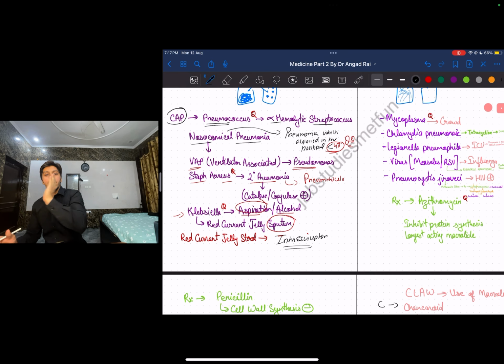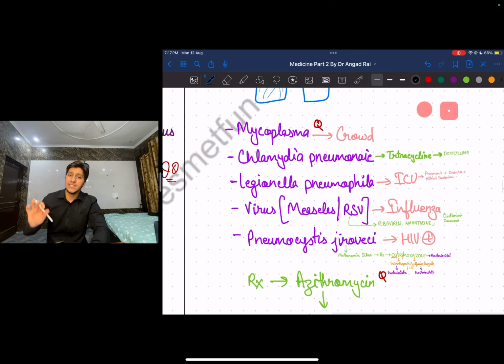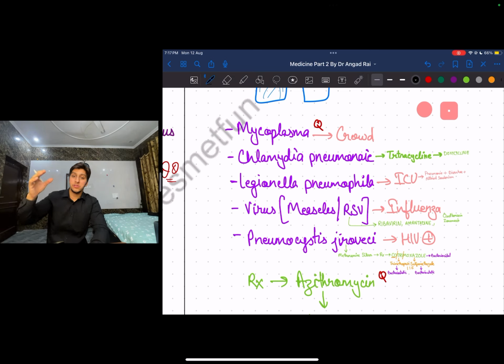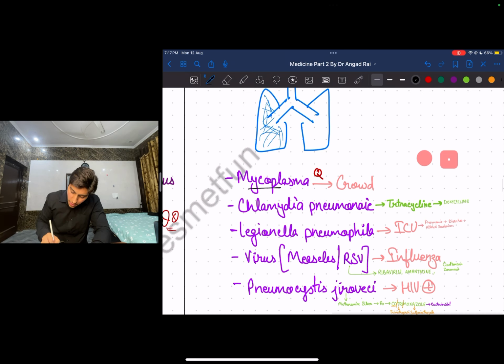Now let's go to atypical pneumonia. Atypical basically means symptoms are very vague. Low grade fever, dry cough, and mild body weakness. But when you see the X-ray, there are bilateral infiltrates, it looks very bad. The first thing which you always have to remember is mycoplasma.